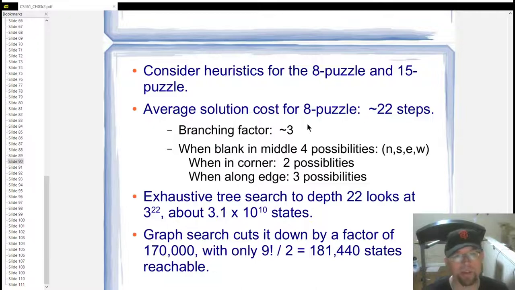So you can think about a heuristic function for an 8 puzzle and a 15 puzzle. Remember the 8 puzzle, it's got those 9 squares and the 8 tiles that slide around. Well, you can have a 15 puzzle that has 16 squares with 15 tiles that move around. The average solution cost for the 8 puzzle is 22 steps. On average, you have to move the tiles around 22 times. And that leads to a branching factor in the search tree of about 3.